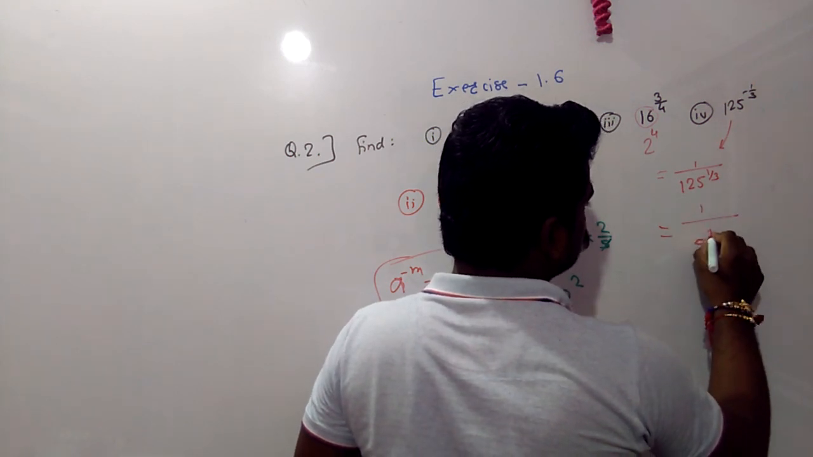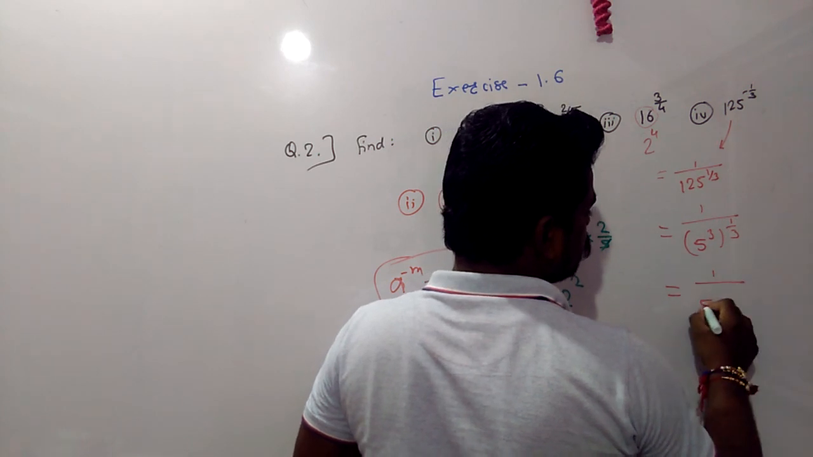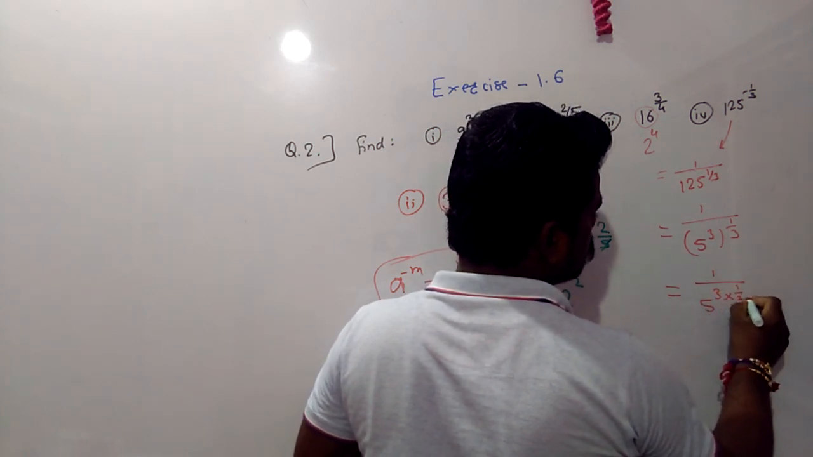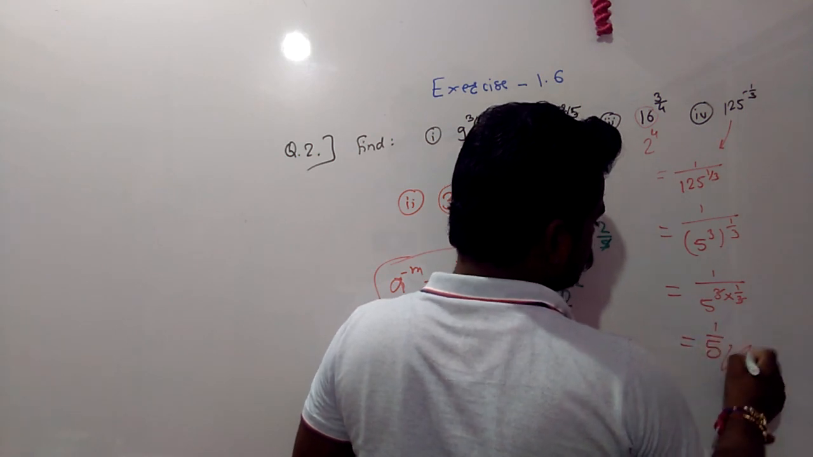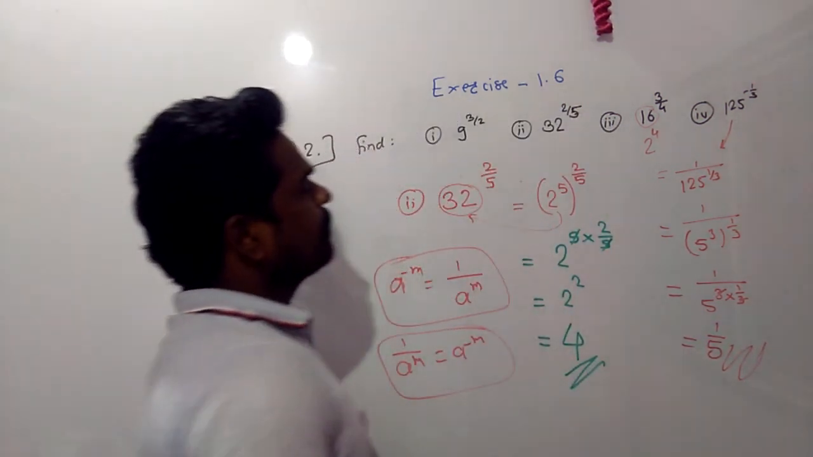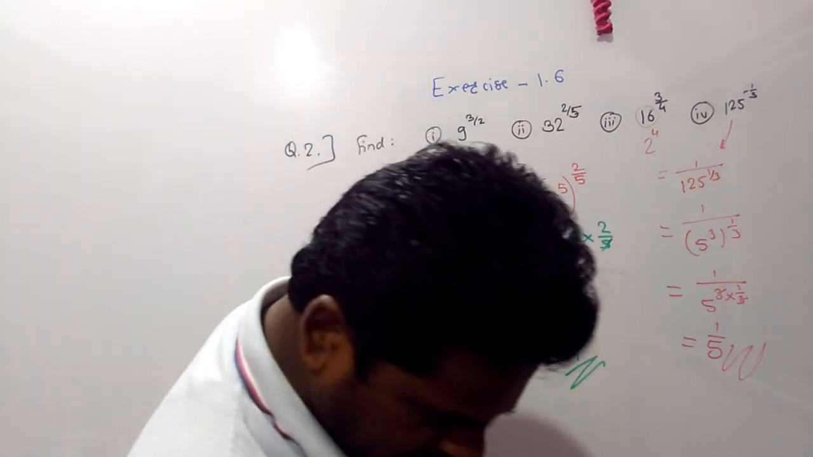125 is nothing but 5 cube, raised to 1 by 3. So it is equal to 1 upon 5 raised to 3 into 1 by 3. 3 gets cancelled. So 1 upon 5 will be your answer. 1 by 5 will be your answer. Okay, fine, no problem. So in this way you can get the answer of each and every problem.